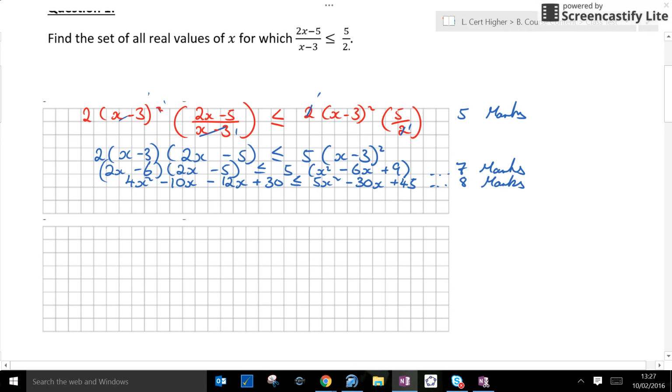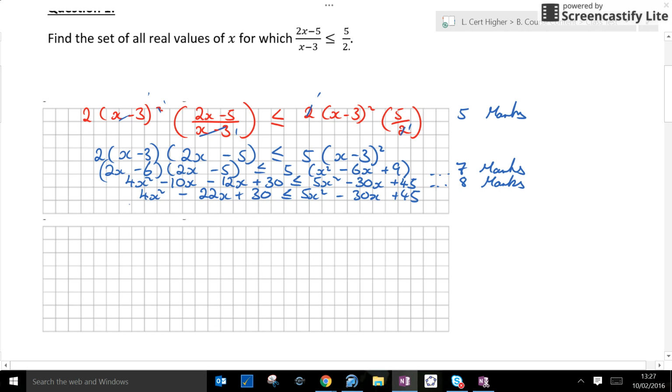Okay, we're now going to bring all terms to one side. Before we do that, I can simplify on the left-hand side. 4x squared minus 10x minus 12x is minus 22x plus 30, less than or equal to 5x squared minus 30x add 45. So now we're going to bring all terms to one side. I see on the right-hand side I have more x squared than I do on the left-hand side. So to avoid having a negative x squared term, I'm going to bring 4x squared minus 22x and plus 30 all to the right-hand side.